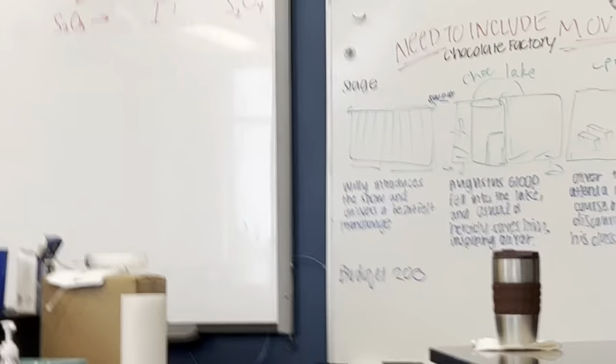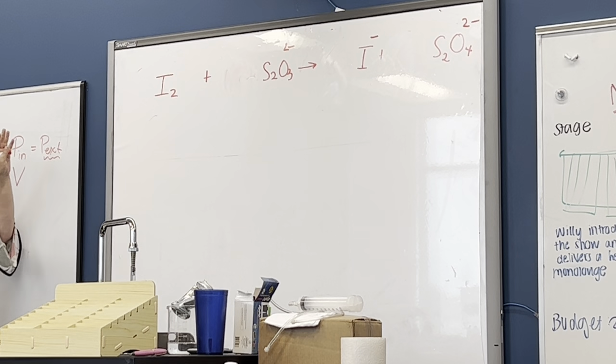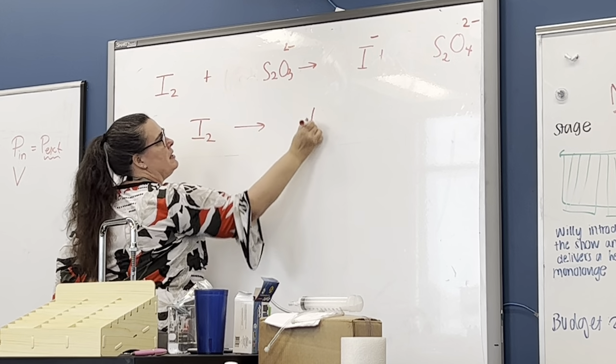I'll make sure sodium's balanced, but because it's not changing, I'm gonna ignore it. If you don't wanna do that, I can do it the other way. So this is the way I would recommend solving the problem. Then I'm gonna break it into the two half reactions.